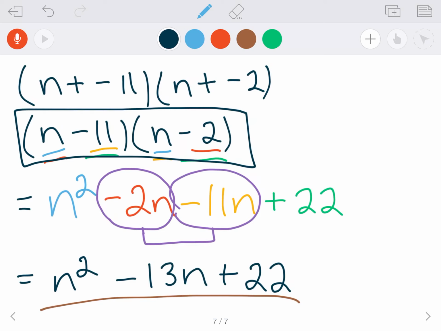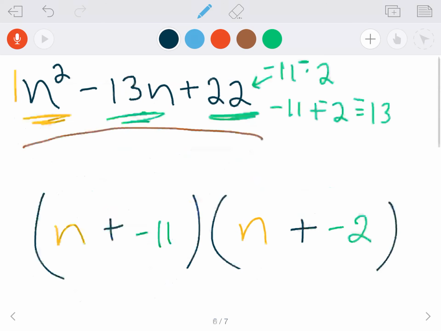So in part 3, I will do 2 more examples. One of them will be where the constant term is negative, and then another example will be where both the linear term and the constant term are negative. Stay tuned.